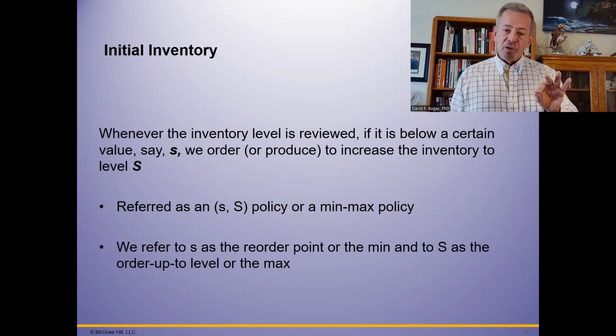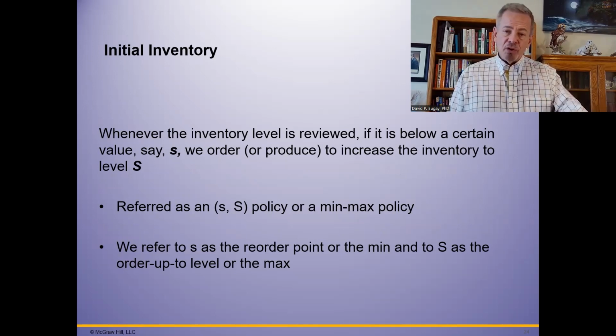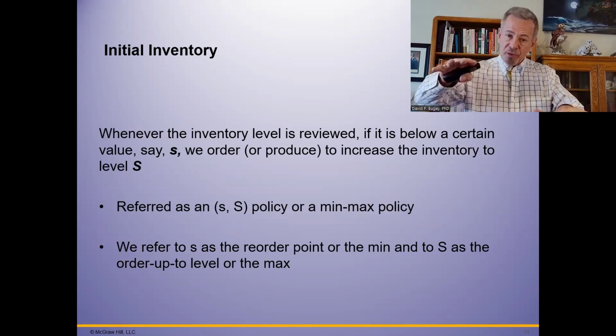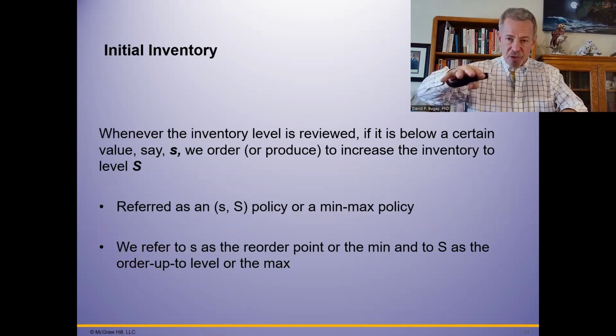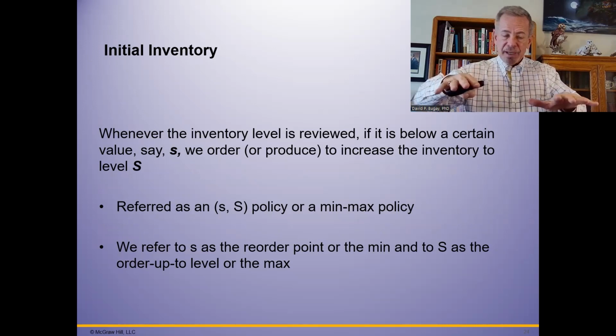Whenever the inventory level is reviewed, through a physical or data inventory, if it's below a certain value, let's say S, we order or produce the inventory to the level that we want. So if it's down here, whenever you want to start up your production again, you want to raise it to the level that you want. So we call this a min-max policy.